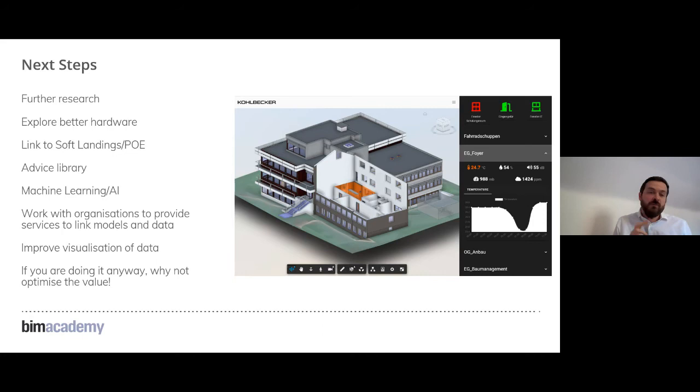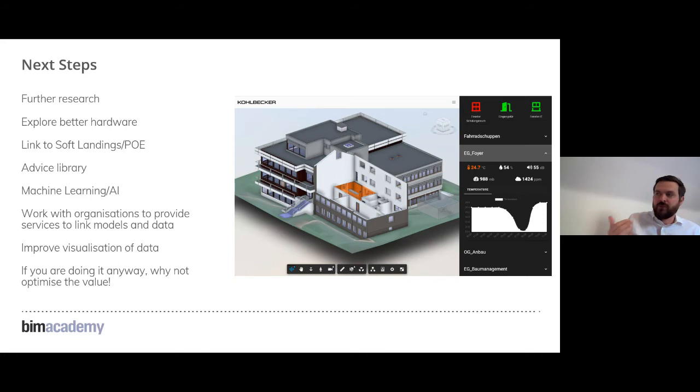We're also exploring better hardware, using hardware that's already out there on the market. Companies like Switchy, that we've been talking to recently, about how we might combine what we're doing with what they're doing, looking at linking it to soft landings and post-occupancy evaluation, creating that advice library, and working with organizations to improve the link between the models and the data.